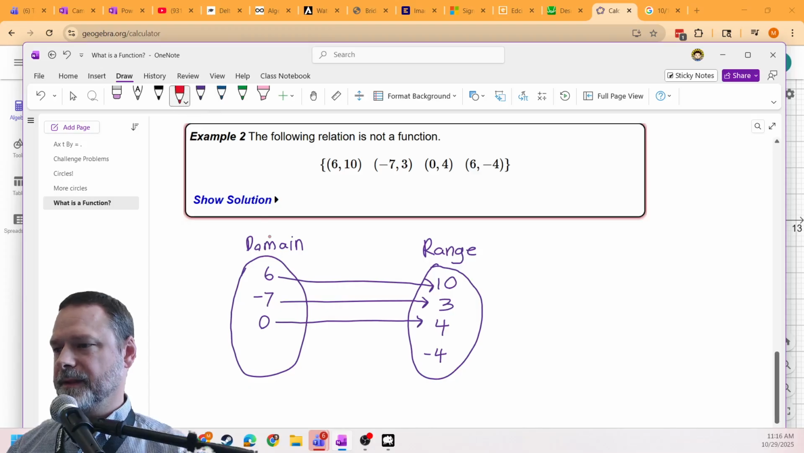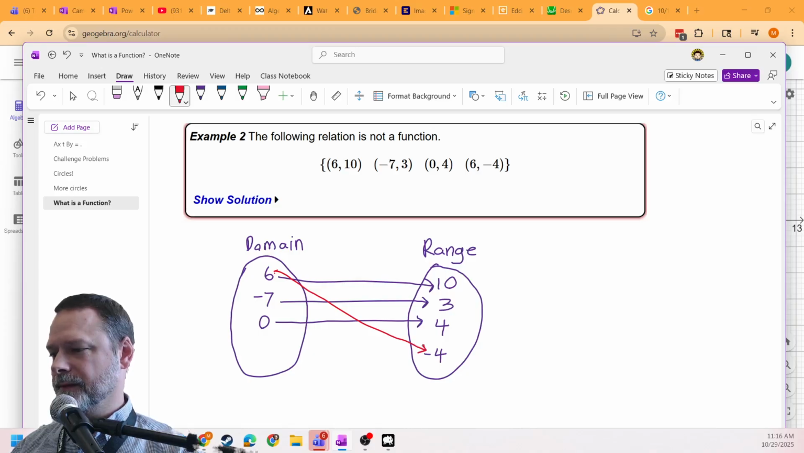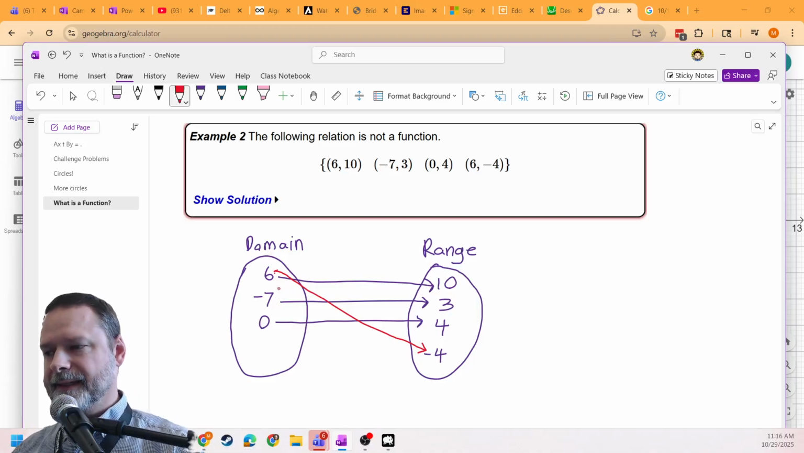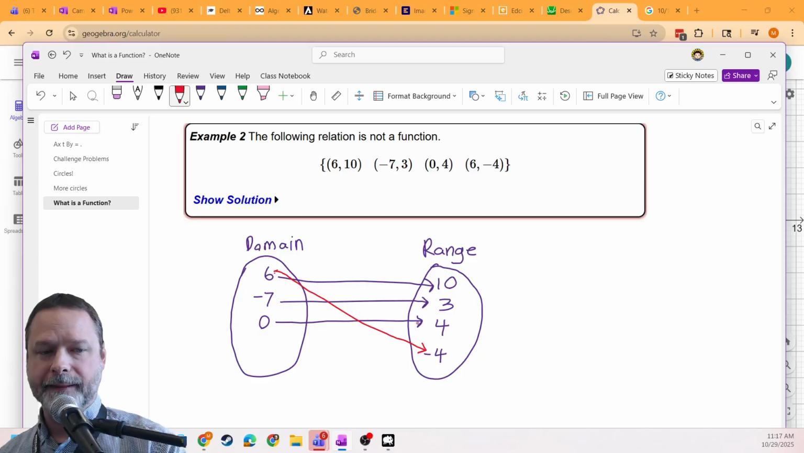So I'm going to use another color here to make it easy since I'm going to be crossing over now. It's going 6 to -4. Okay. Now we have a problem. See, this isn't a function because 6, an element in my domain, or an x value you might say, is going to two different y values. It's going to -4 and it's going to 10. Or something in my domain is going to two things in my range. That is not okay.